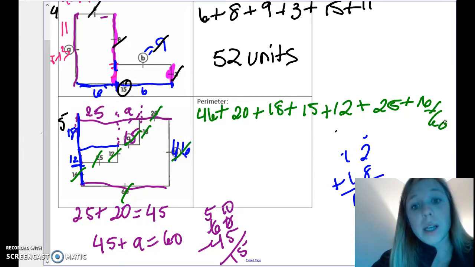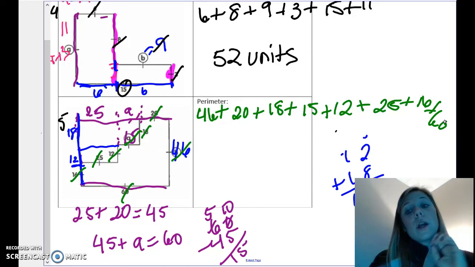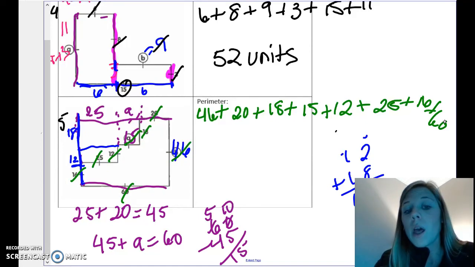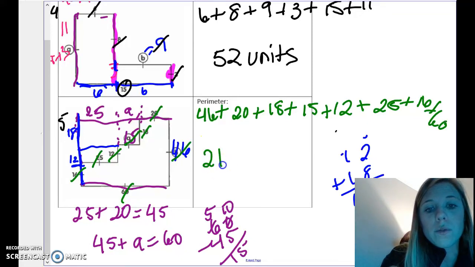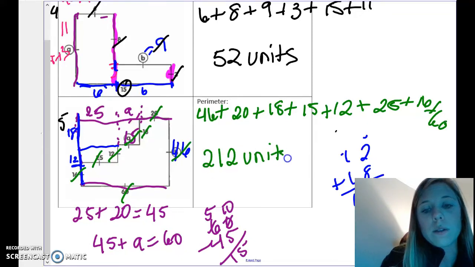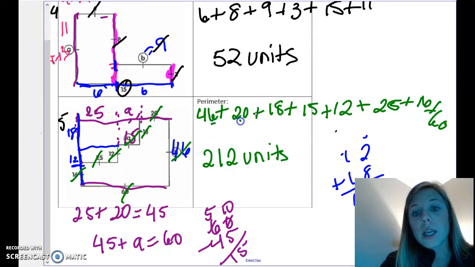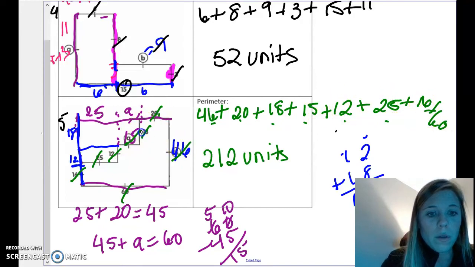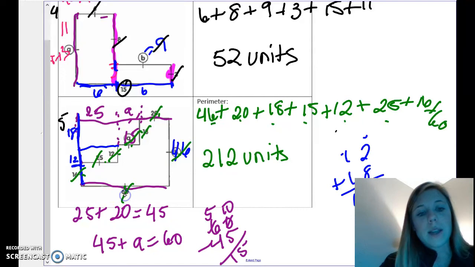So you could have done any process. You could have added them up like I've been doing, two at a time, add them as you go, whatever you want. But in the end, when you add them all up, you should get an answer of 212 units. If you didn't, make sure you have all of these sides. 1, 2, 3, 4, 5, 6, 7, 8 sides.